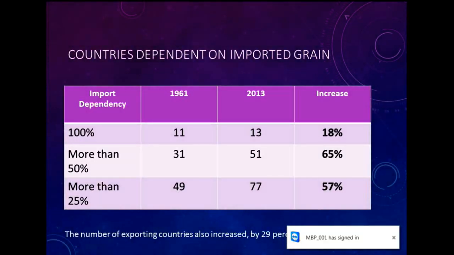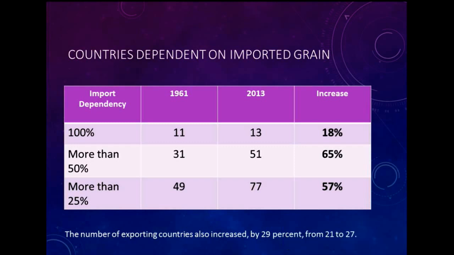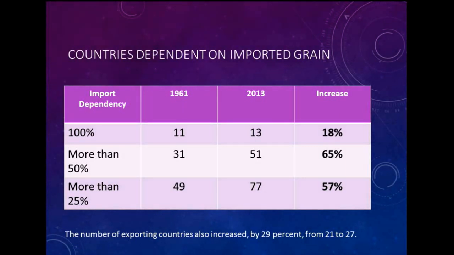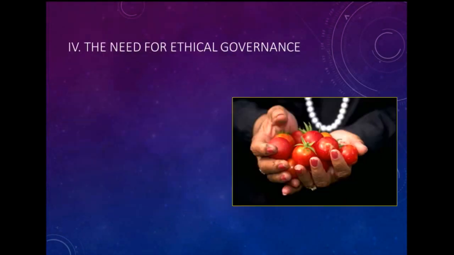I've got just a short amount of time. This graphic shows countries that are dependent on imported grain and how they have increased over time. There were 11 countries in 1961 that imported all of their grain, 13 in 2013. So not a huge increase in the number of countries that were dependent. But if you look down at the other levels, more than 50% and more than 25% dependent, you can see that there was a substantial increase in the number of countries that depend on international markets.